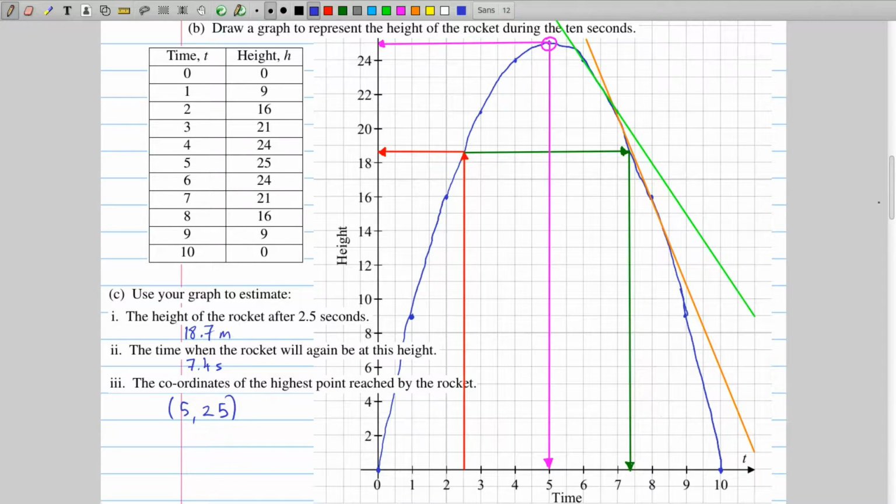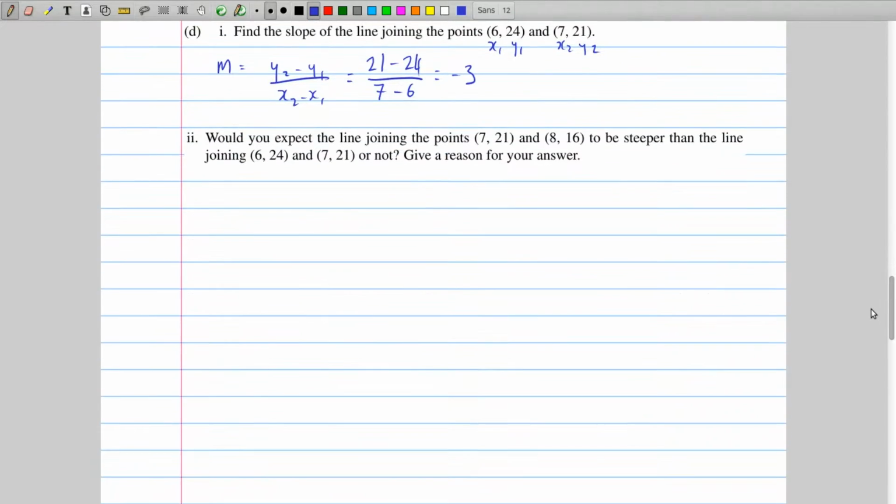But we can work it out a little bit differently because the steepness of the lines is determined by their slopes. We already know the slope of one of these because in the first part it asks us to join (6, 24) and (7, 21) and work out the slope of that line. If we work out the slope of this other line between (7, 21) and (8, 16), that will ultimately tell us which is the steeper line. So work out the slope. Let's say in this case we'll keep the x2, y2 we had above, and we'll switch x1, y1 to (8, 16). We end up with 21 minus 16 over 7 minus 8, which is going to be minus 5.